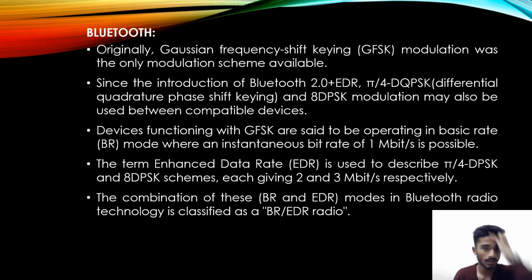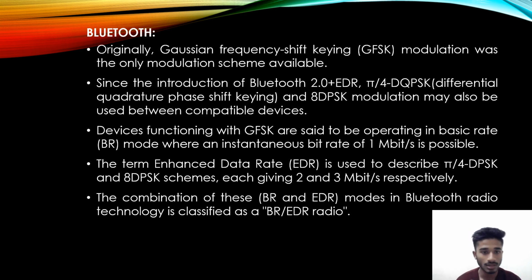Originally, we had only Gaussian frequency shift keying modulation as the only modulation scheme available, like in the earlier days. Since the introduction of Bluetooth 2.0 plus EDR, pi by 4 DQPSK, where DQPSK means differential quadrature phase shift keying, and 8DPSK modulation may also be used between compatible devices. When you come to the 6M in EC, you learn about various types of FSKs and PSKs.